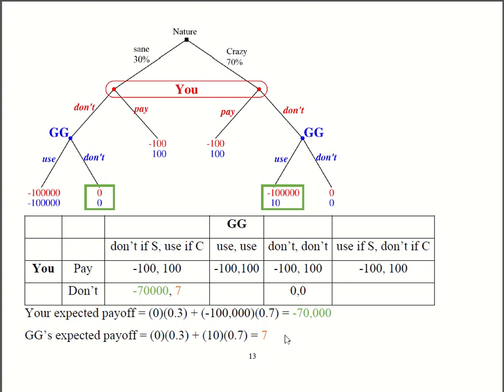So Grenade Guy's expected payoff is 7. That's where you put the 7 here in this table. So that fills in another one of our cells. We still have 2 more blanks. Let's see how those are going to work.